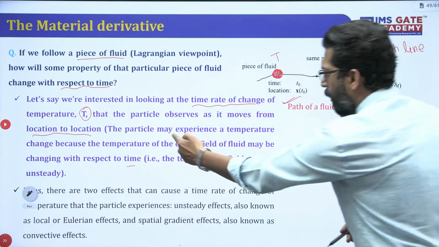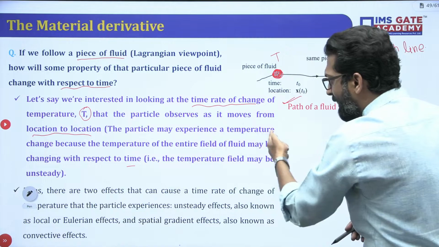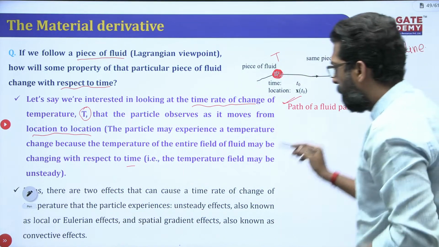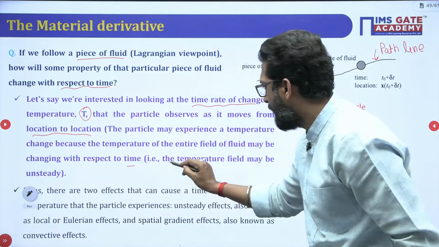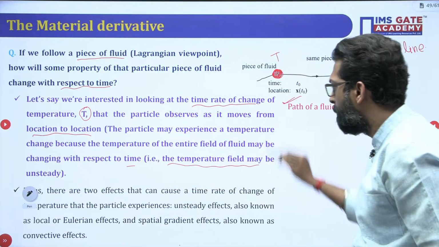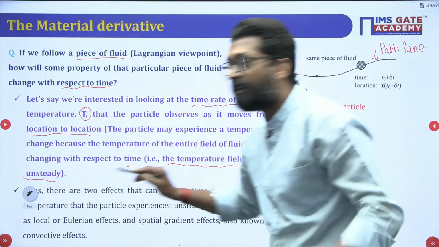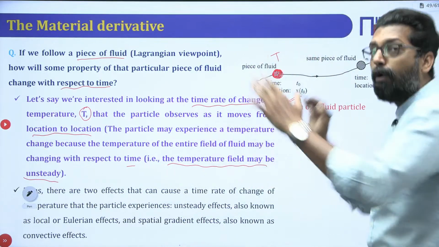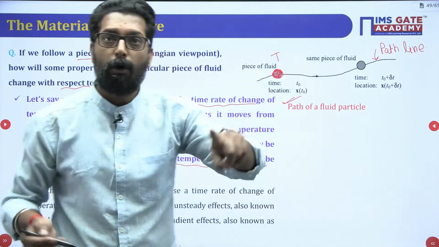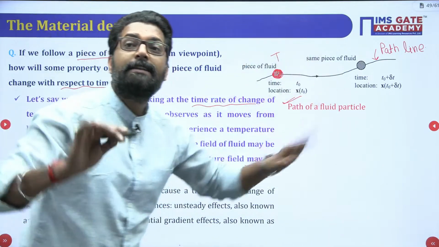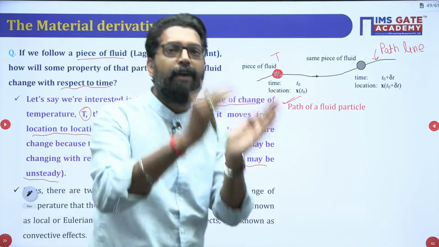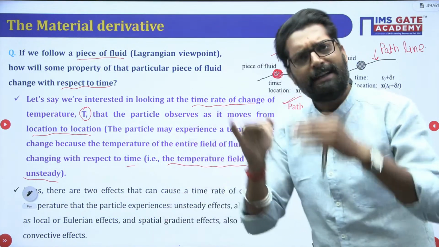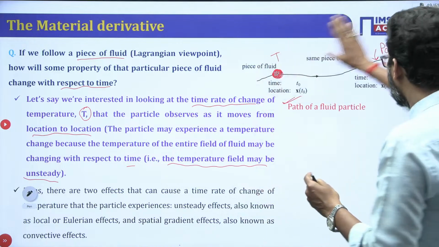So the particle may experience a temperature change because the temperature of the entire fluid may be changing with respect to time. The temperature field may be unsteady. That means the field is also changing with respect to time, that is unsteady. So we are taking the field as unsteady. If you take the field as steady, that means the temperature is uniform.